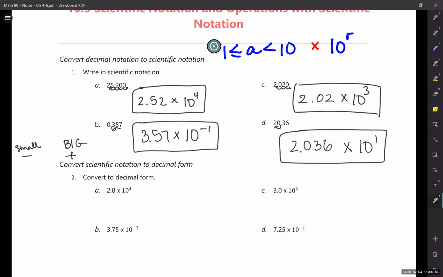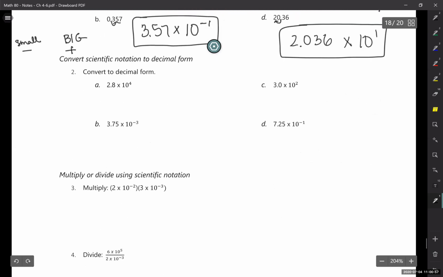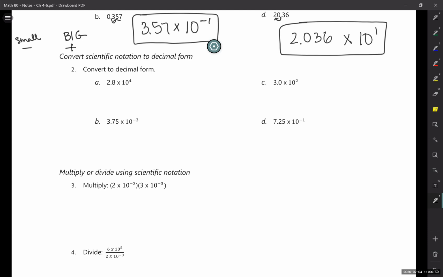So in number 1, you saw if the number was big or small, and then you wrote the exponent as positive or negative. The opposite is true in part 2. We can see the exponents, and we have 2 positive exponents and 2 negative exponents. And then we're going to write the number. So since 4 is a positive exponent, I know the answer to A is going to be a big number.